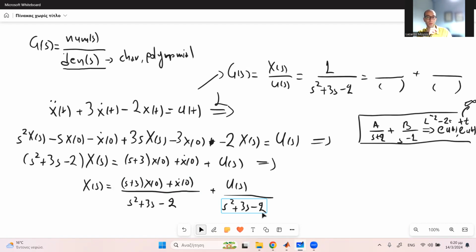Okay, so in the next video, we're going to discuss all the possible situations for the poles of the characteristic polynomial. And based on these poles, you will see that we will either end up with stability or we will end up with an instability in the system.